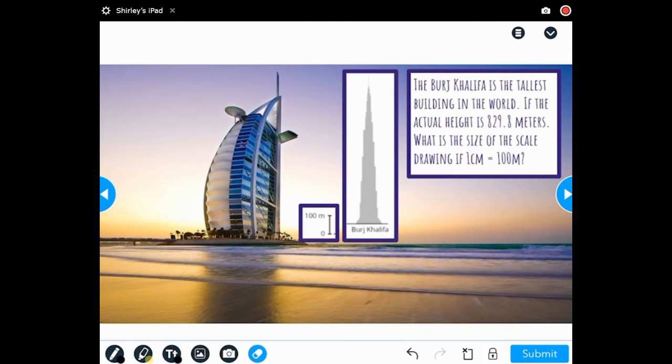So this one is going to be a little bit different, so you have to be very careful whenever you read through these problems. We are given that same scale, so I'm going to pull that out, and I'm going to say we know that 1 centimeter is equal to 100 meters. But notice here that the question is asking us for the size of the scale drawing. So right now, I don't know what this height is. They're telling me that the actual image is 829.8 meters.